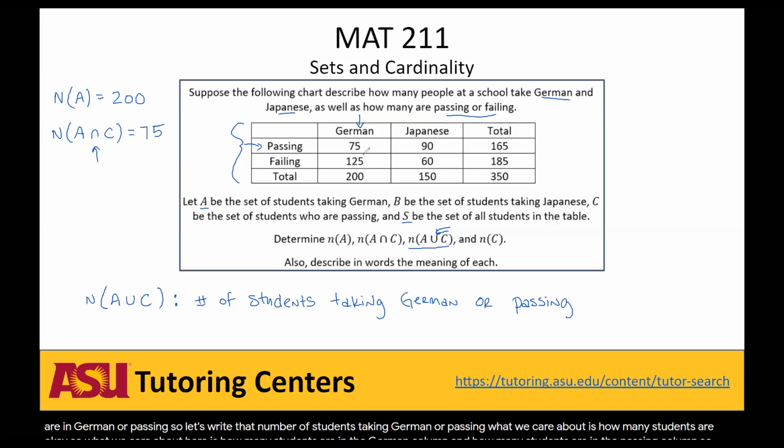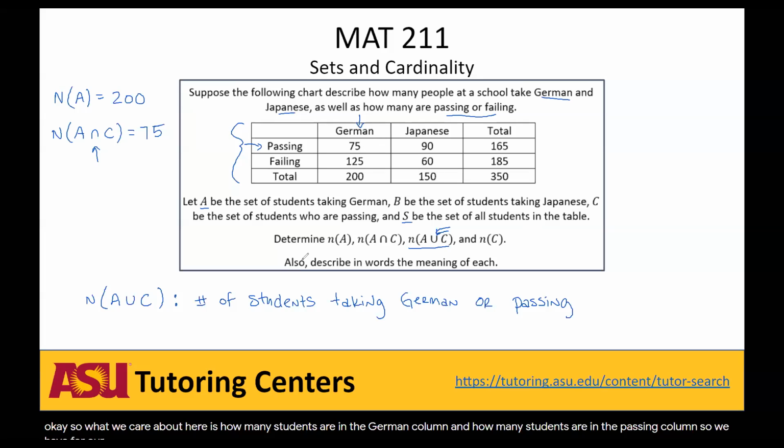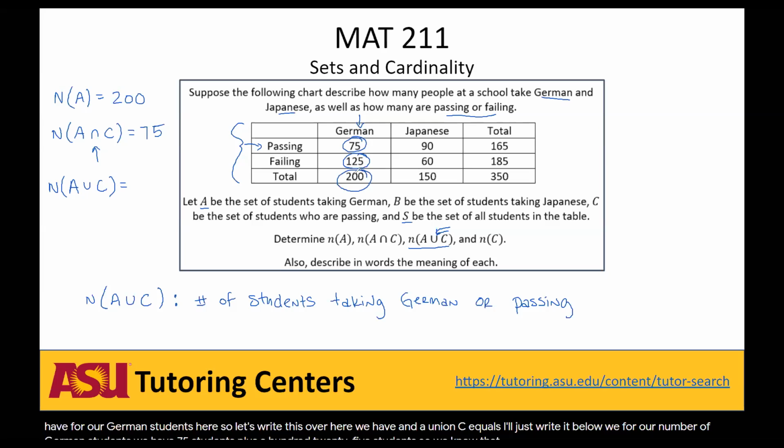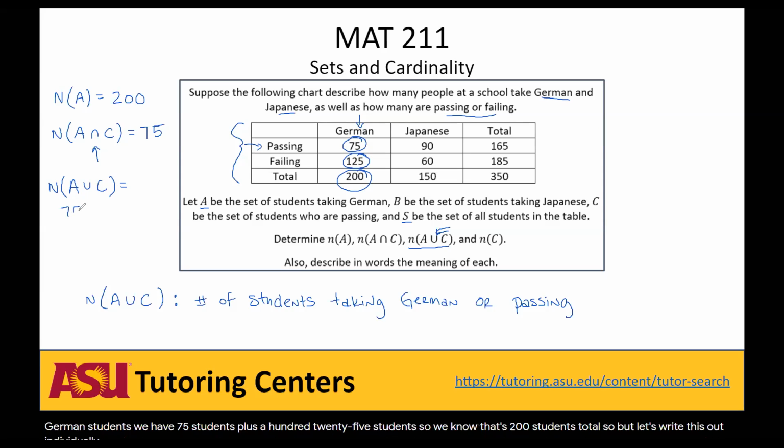So we have, for our German students here, so let's write this over here. We have N, A union C equals, we'll just write it below. For our number of German students, we have 75 students plus 125 students. So we know that's 200 students total. But let's write this out individually. This is 75 plus 125, and you'll see why in a second.